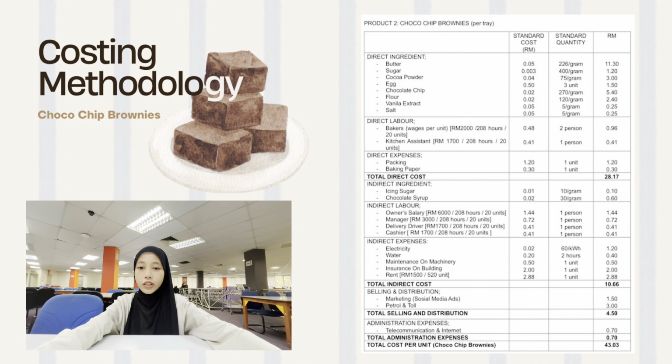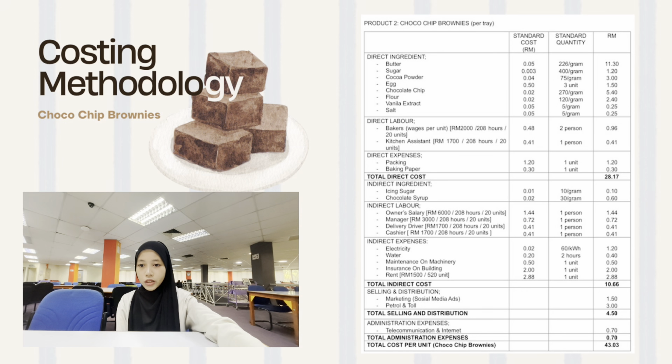For indirect expenses, we have electricity. Standard cost is 0.02, standard quantity is 60 kilowatts, so the total is 1 ringgit and 20 cents. For water, standard cost is 0.20, standard quantity is 2 hours, and the total is 40 cents. Maintenance of machinery, standard cost is 0.50, standard quantity 1 unit, the total is 50 cents. For insurance on building, standard cost is 2, standard quantity 1 unit, the total is 2 ringgit. For rent, 1,500 over 520 units, so standard cost is 2.88, standard quantity 1 unit, and the total is 2 ringgit 88 cents. The total indirect cost is 10 ringgit 66 cents.